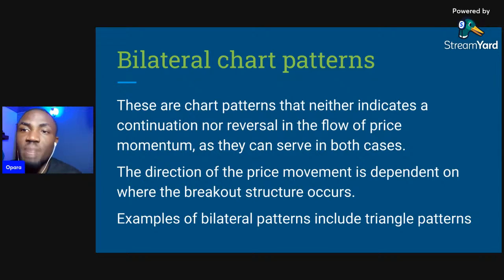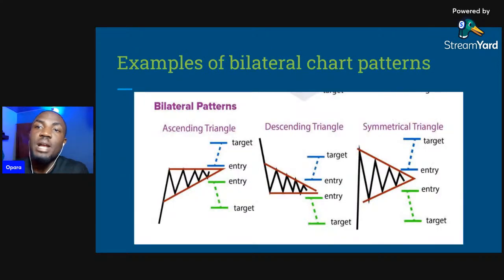Okay, so an example of bilateral patterns is just a triangle. Okay, any triangle you see is a bilateral pattern. Okay, you can see it here: ascending triangle, descending triangle, and symmetrical triangle. Okay, you can see it in both cases here. And you can look at it here. You just look at the chart, and then you're going to understand what I'm trying to say. The breakouts can happen anywhere, so the price movement can happen in any direction. It is dependent on where the breakouts happened.